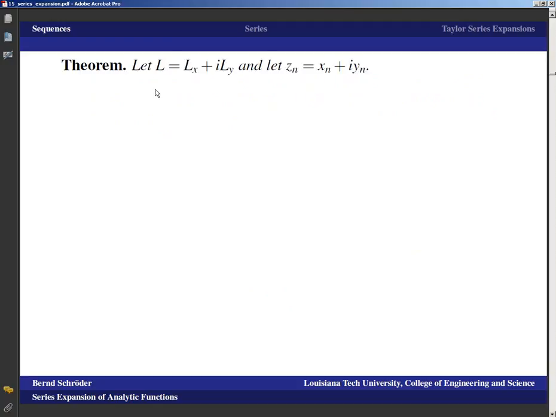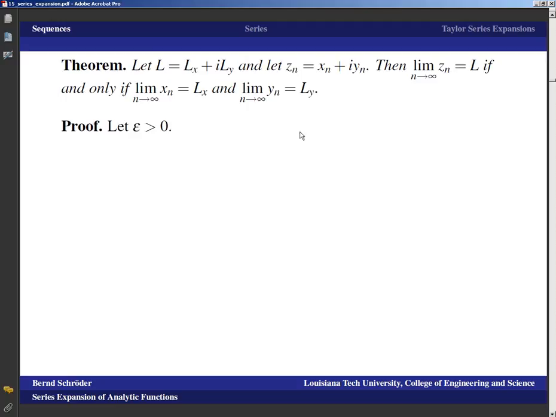Okay, if we have that L has a real part Lx and an imaginary part Ly, and if we're looking at a sequence with real parts xn and yn, then the limit of Zn is equal to L if and only if the limit of the real parts is Lx and the limit of the imaginary parts is Ly. That seems to make a lot of sense. Everything up to this point, continuity, differentiation, and integration, worked component-wise, so certainly limits of sequences shouldn't work any different. And the proof is also not that bad, I think.